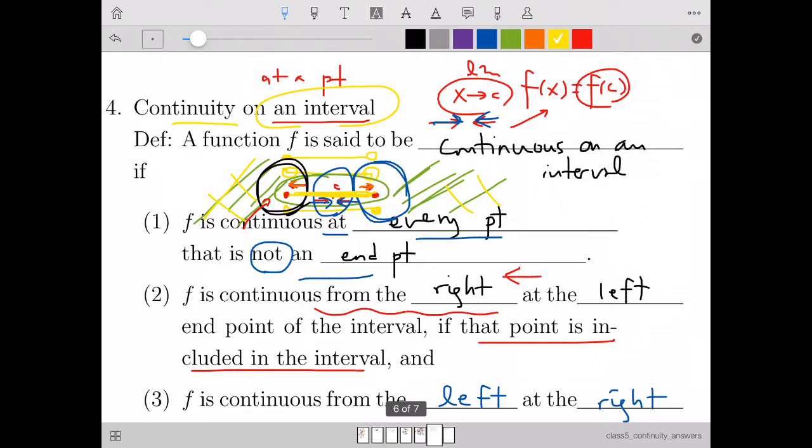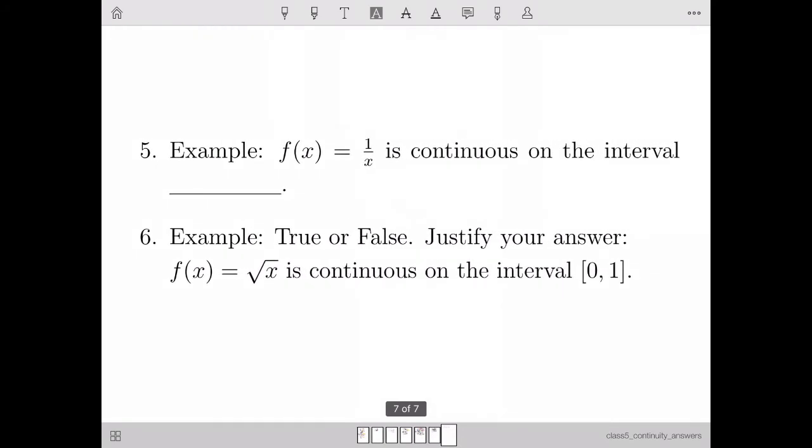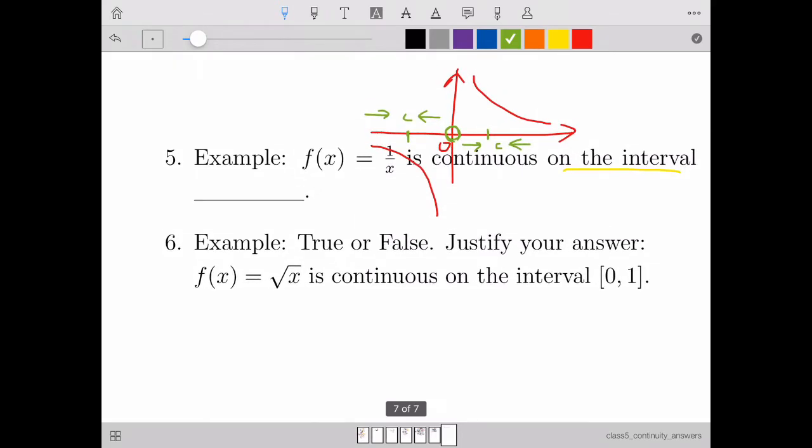So for example, f of x equals 1 over x is continuous on the interval. So if I look at 1 over x, it is this and that, and that's 0. So for all c, we can take the limit from both sides, and that 0 is not in the domain, so it is open right there. Same thing with c on the left-hand side, we can take the limit from both. So we can say 1 over x is continuous on the interval open 0 to infinity, or minus infinity to 0.